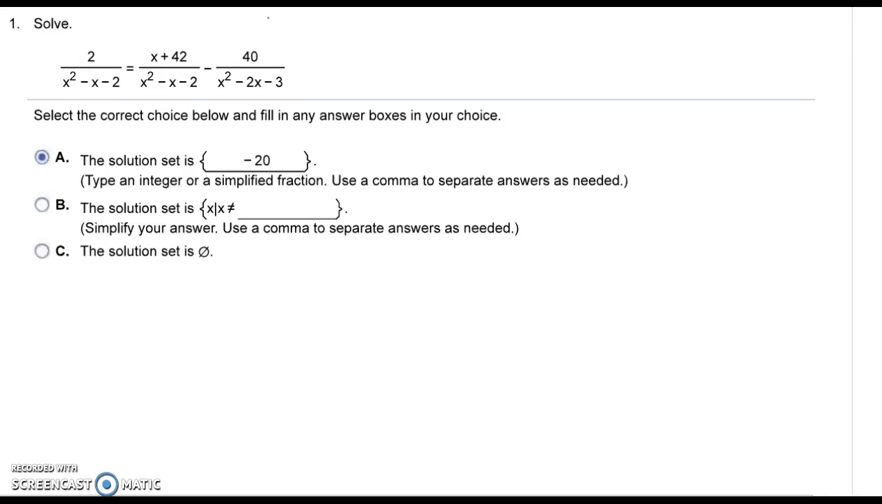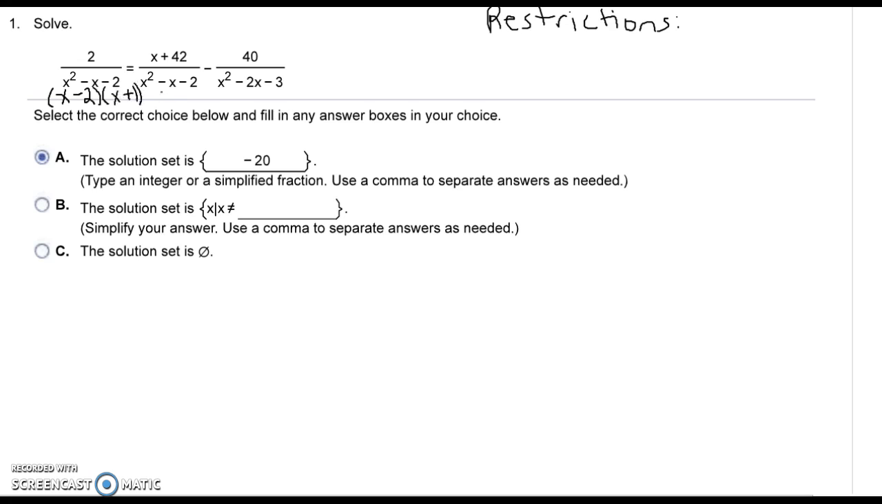Alright, the directions say to solve, so before we jump in, we're going to do our restrictions. To do those, we're going to need to factor those denominators. This first denominator factors into x minus 2 and x plus 1.